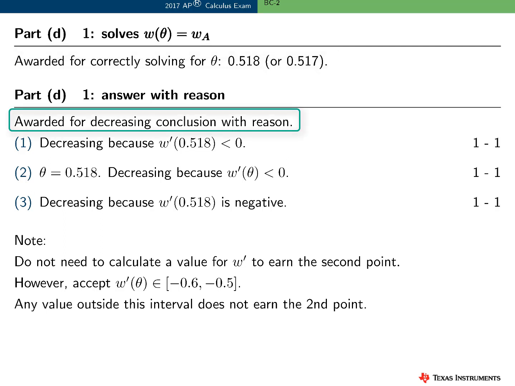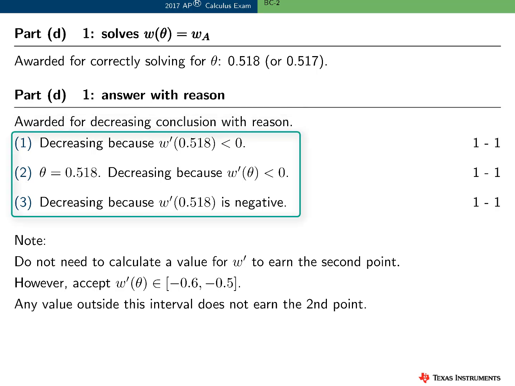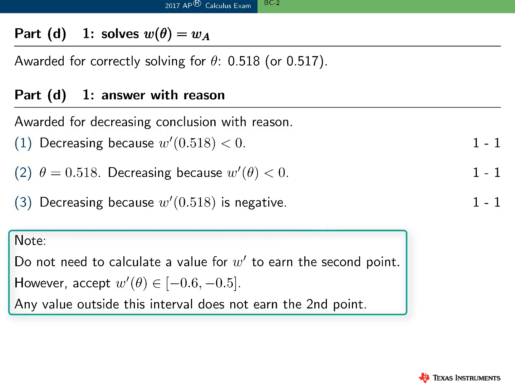The second point in Part D was for stating that the function W was decreasing with a correct reason. And here are some examples in which the student earns both points. In each case, they have conveyed the solution to the equation and provided the decreasing conclusion with a reason. Note that the student does not have to report a value of W prime to earn the second point. However, if they do report a value, it must be in this interval. If the student reports a value outside this interval, they do not earn the second point.